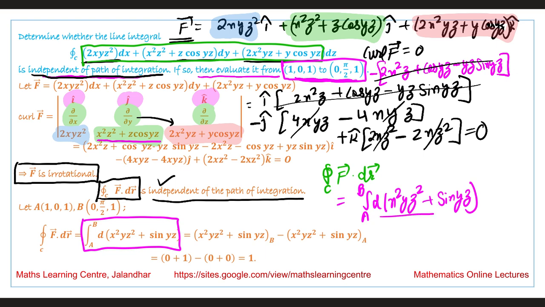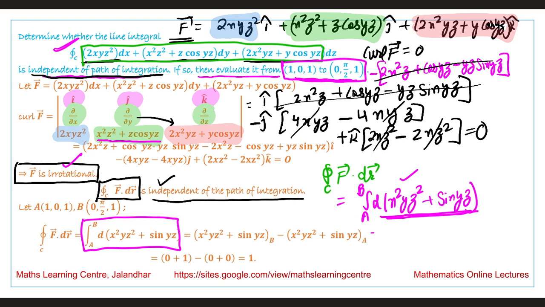Now how to calculate these values? For this you can refer to the video related to the total derivatives. This is the potential function we are saying. If f vector is irrotational, then this will be the potential function corresponding to f vector.